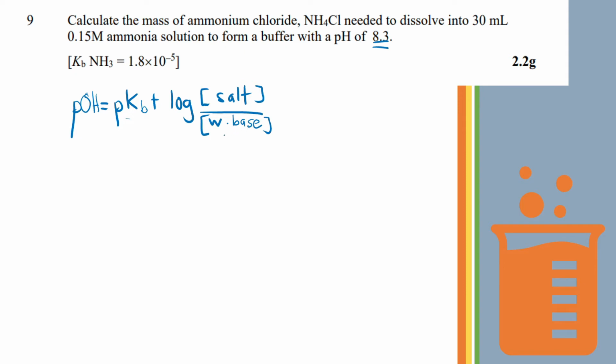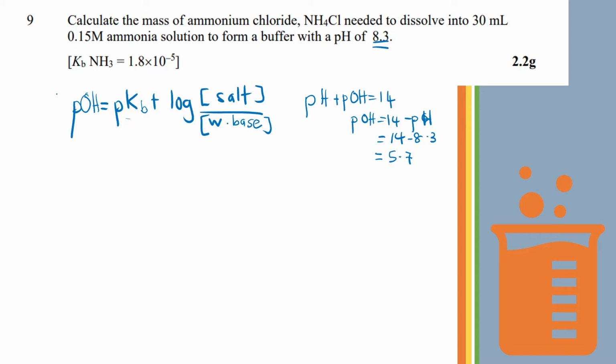The value given is the pH. So what is the relation between pH and pOH? pH plus pOH is equal to 14. So pOH is equal to 14 minus pH. So 14 minus 8.3, we get 5.7.